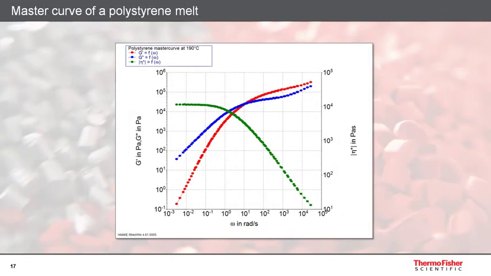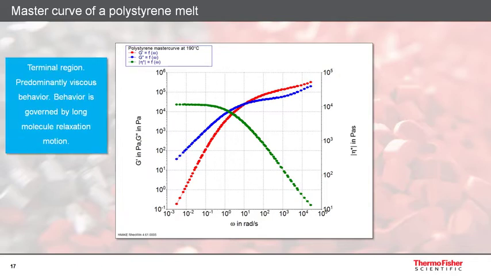Frequency sweep tests are used to determine the viscoelastic behavior of a sample at different timescales. The low frequencies correspond with the long time periods, while the high frequencies correspond with extremely short times and fast processes. The data shown here present the results of a frequency sweep test with a polystyrene melt performed at 190 degrees C over a very wide frequency range. The plot can be divided in three regions.